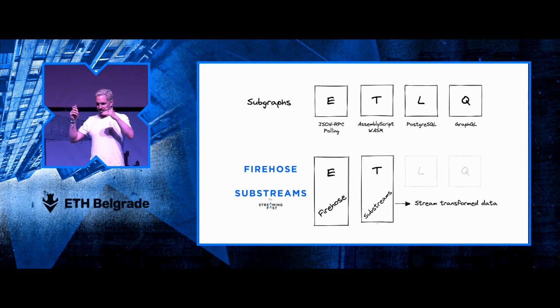So we have on top the traditional subgraphs, and on the bottom Firehose and Substreams. What's important to know is that Firehose and Substreams are only the extract and transform part. That's also why there's a lot of talk about Substreams-powered subgraphs, because that setup is: we have the Firehose, the Substreams, and then that is fed into a Postgres database, and we have the same GraphQL query interface as with subgraphs.